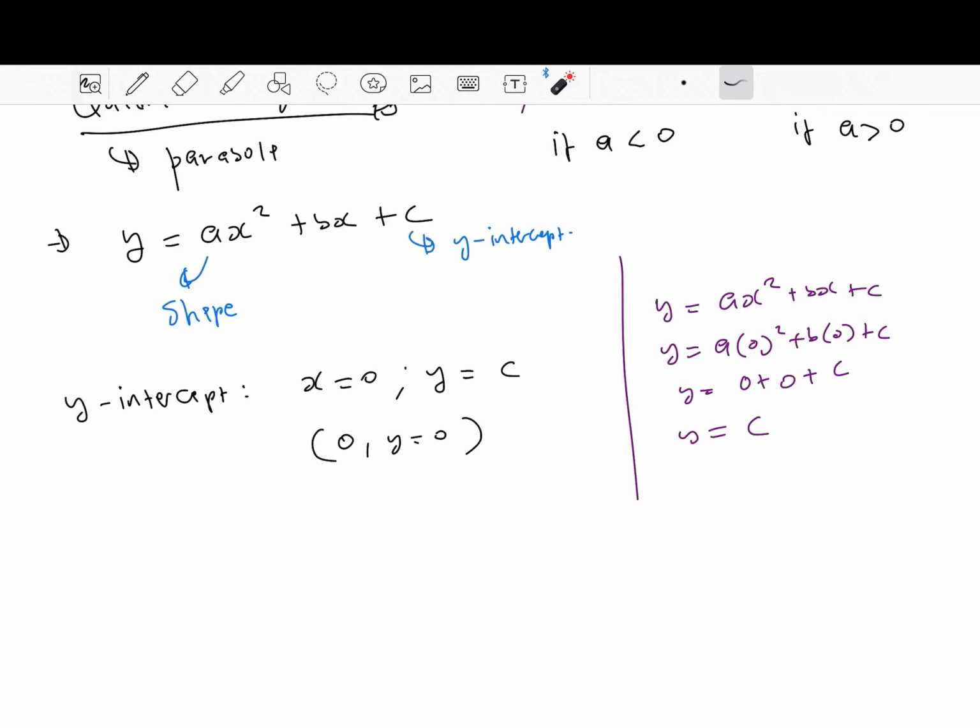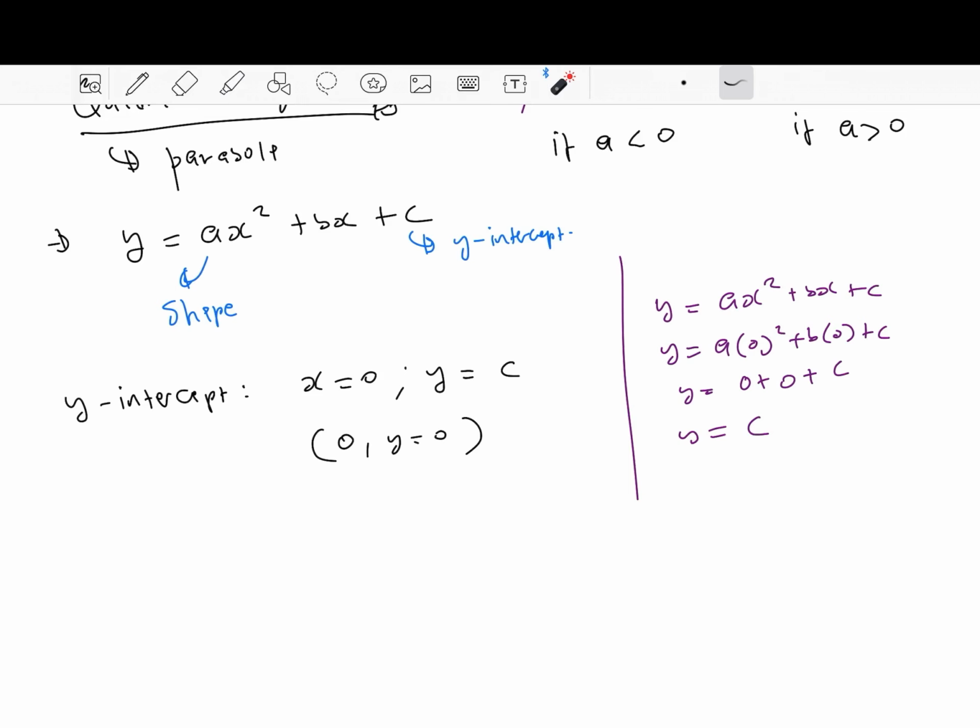How does that look? What is an intercept in the real world? Basically that means that when the x value, or the independent variable, is 0, then the dependent variable is c. When the independent variable is 0, the dependent variable is c.